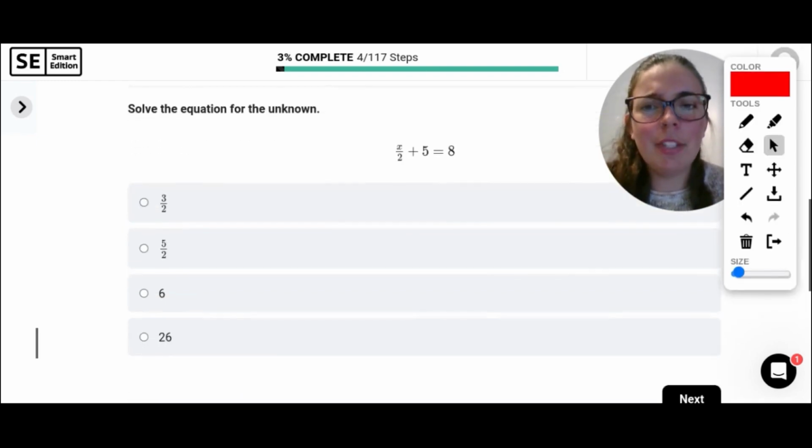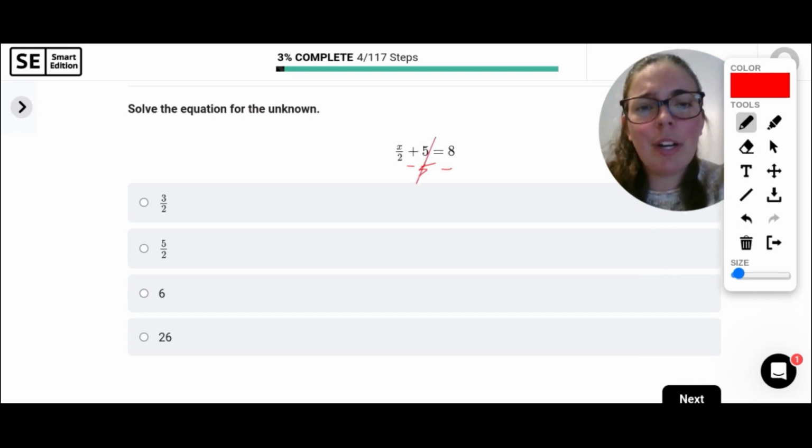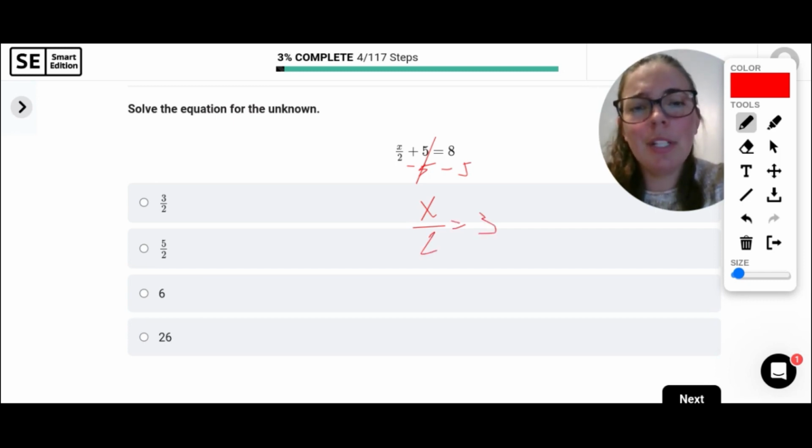All right, let's solve the equation for the unknown. X over 2 plus 5 equals 8. When we are trying to solve for a variable, we want to get rid of everything that's attached to it. So the first thing here is to subtract 5 from both sides. So I'll be left with x over 2 on the left, and 8 minus 5 is 3. So now it's x divided by 2 equals 3. Opposite or inverse operation means to multiply each side by 2, and 3 times 2 is 6.